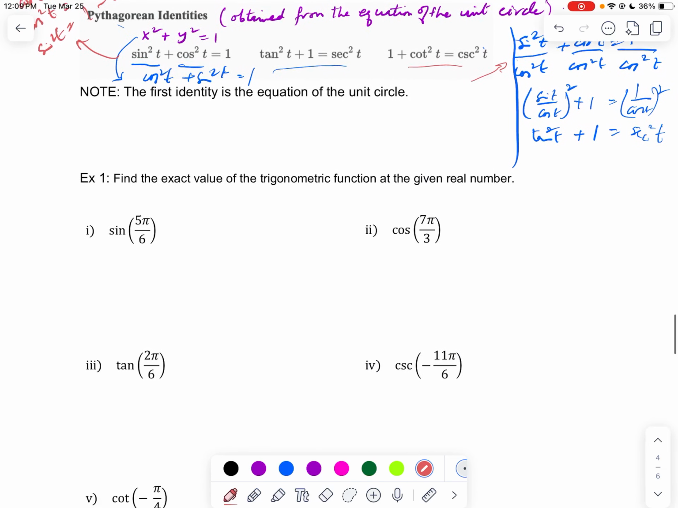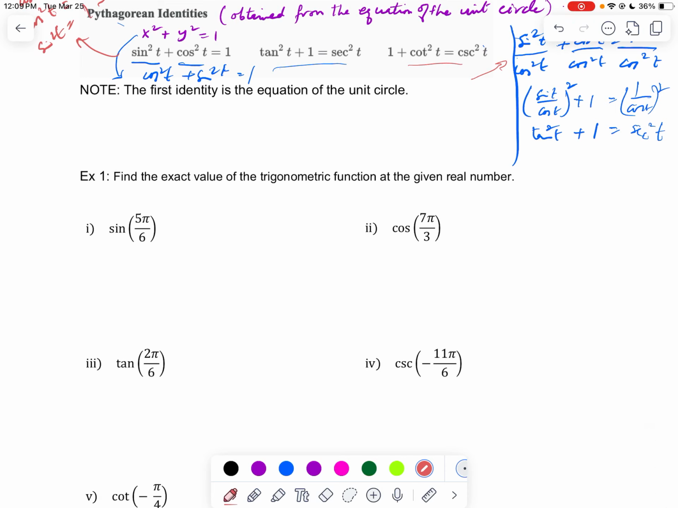Okay, let's move on to our examples. Here the question says find the exact value of the trigonometric function at the given real number. So what is the real number in the first? By the way, exact value, because remember you are not allowed to use calculators, so you have to find the exact value. Here t is 5 pi over 6. I hope everyone can see that.